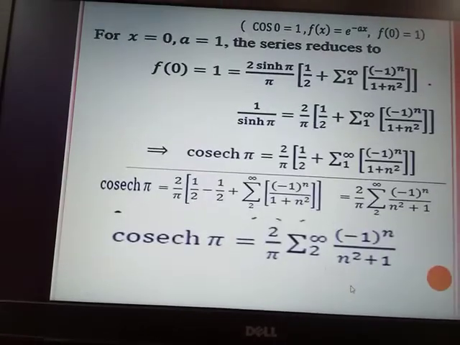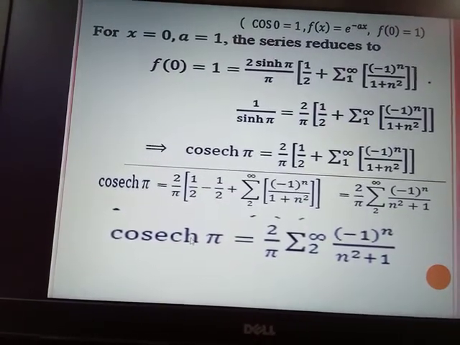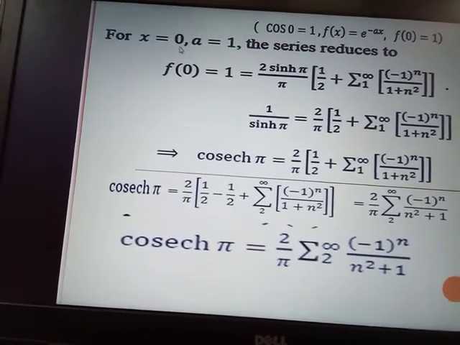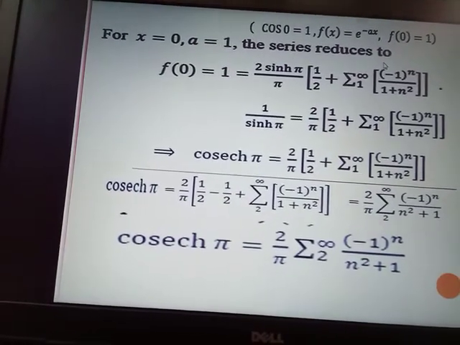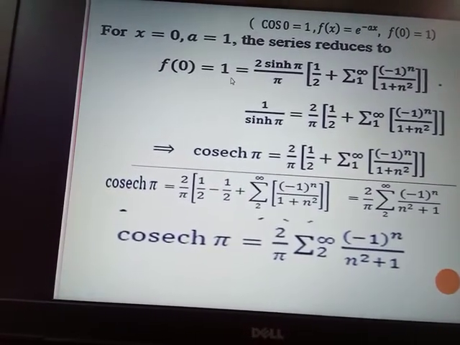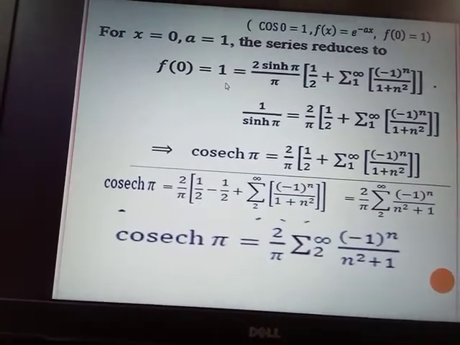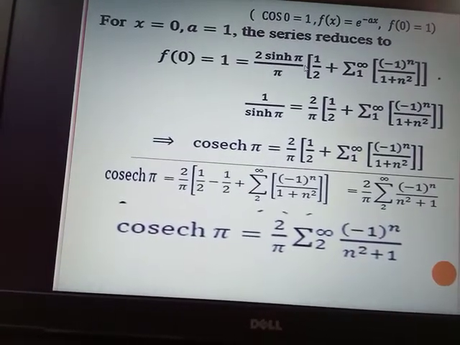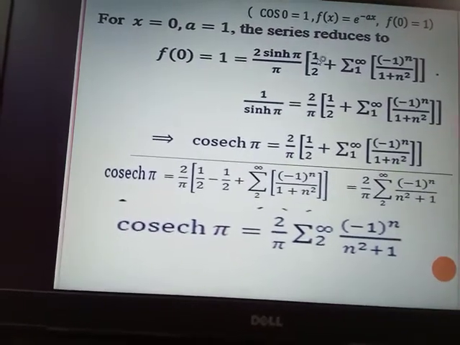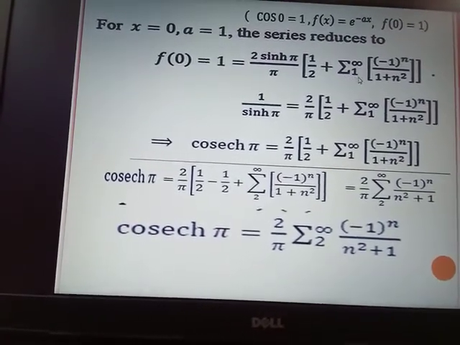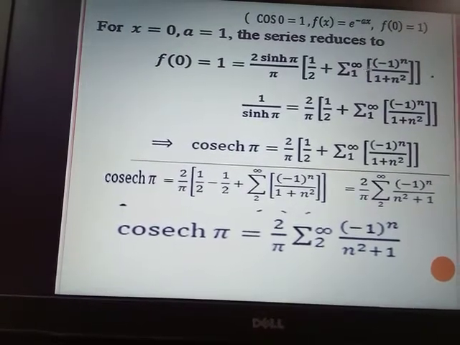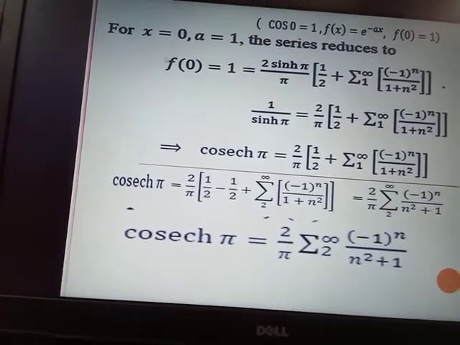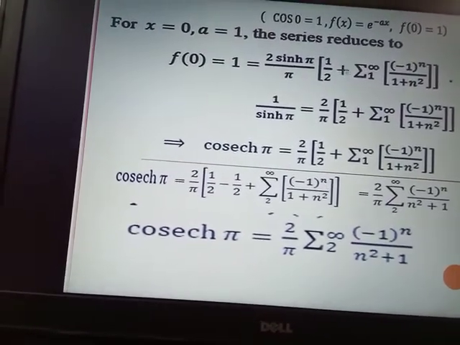Next we have to prove that cosech pi is equal to this one. For that, for x is equal to 0, a is equal to 1, the series reduces to f of 0 is equal to 1, because e raised to 0 is 1, so that f of 0 is equal to 1 is equal to 2 sinh pi divided by pi into 1 by 2 plus summation n running from 1 to infinity minus 1 raised to n divided by 1 plus n square.